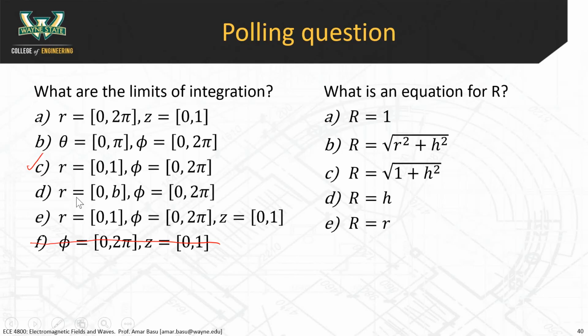D, r is going from 0 to b, and then phi is going from 0 to 2 pi. Actually, hold on.